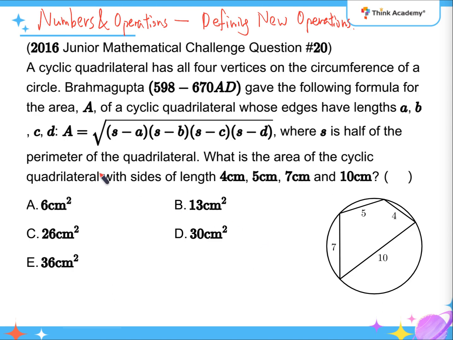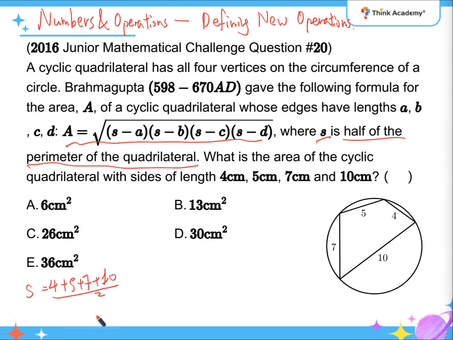It tells you that the area is given by this formula. And S is half of the perimeter of this quadrilateral. So we can find S first. That's going to be 4 adding 5 adding 7 adding 10 divided by 2, which is going to be 26 divided by 2. That is 13 centimeters. So what is the area? We just need to replace A, B, C, and D by the 4 side lengths, 4, 5, 7, and 10.